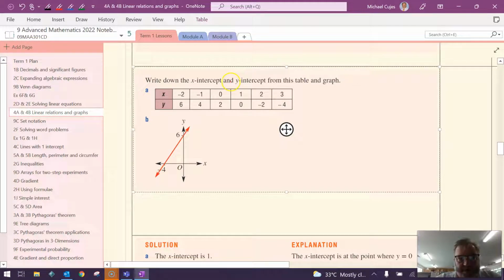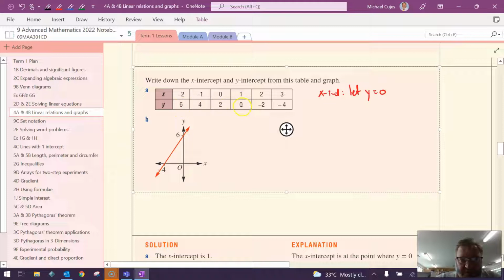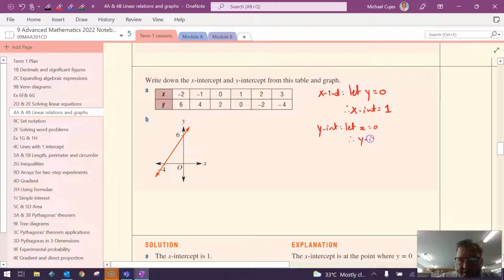Here's practice. Remember writing down the x and y-intercept. So the x-intercept happens when y equals 0. So for an x-intercept, I always want to let y equal 0. So I follow along the y coordinates until I see 0. So my x-intercept is equal to 1. My y-intercept always happens when x equals 0. So I let x equal 0. And my y-intercept, in that case, when I go across x equals 0, the y-intercept would be 2.